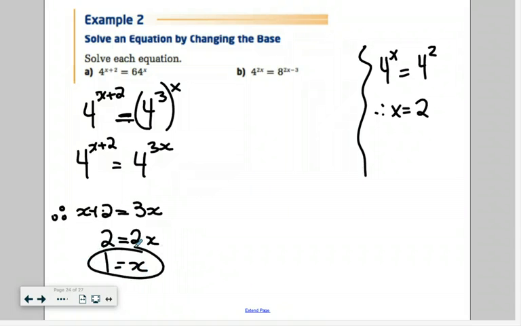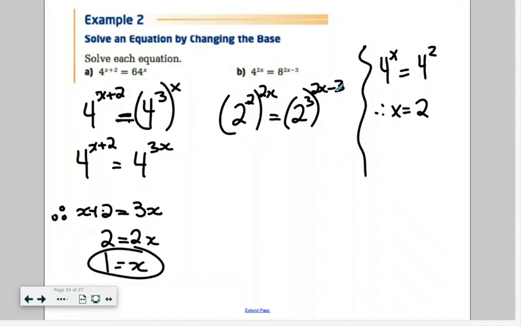Okay? We need the same thing here in b, except we can't rewrite 8 as 4 to the power of something. However, we can take both of those and rewrite them as 2 to the power of something. So in that case, the 4 can be rewritten as 2 squared, then to the power of 2x, which is now equal to the 8, which can be rewritten as 2 cubed to the power of 2x minus 3. Right? Again, applying your power of a power law, 2 times 2x will be 4x, so it's 2 to the power of 4x.